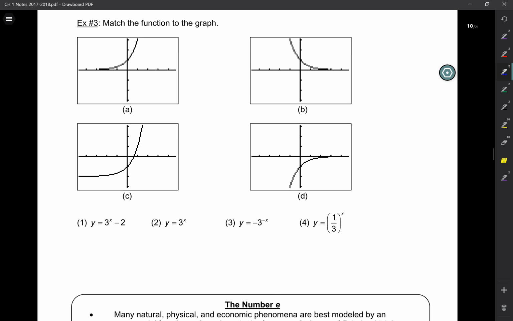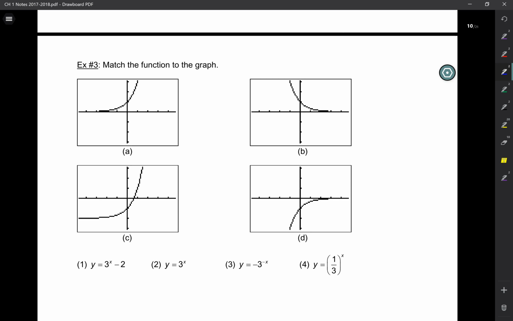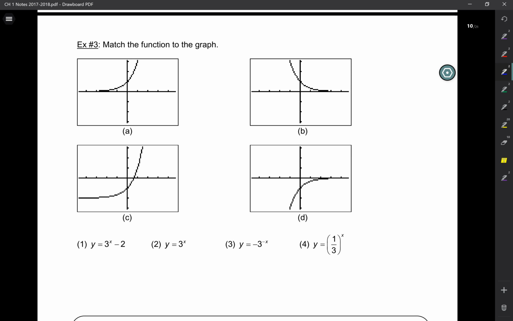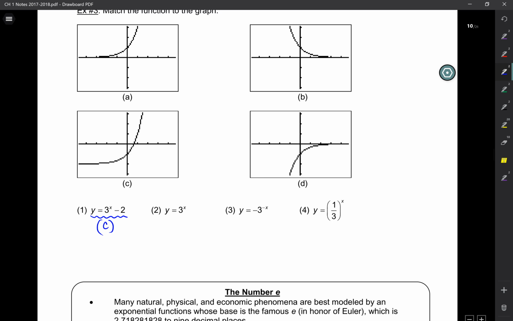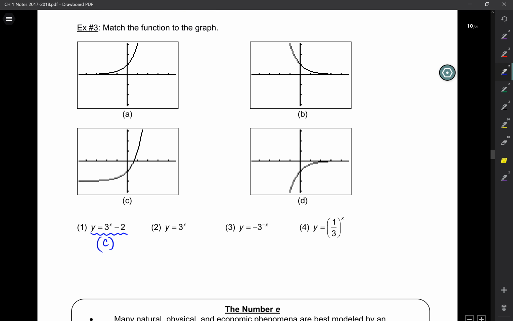Okay, so now let's see if we can match some of these. So let's look at this first equation. 3 to the x minus 2. Now what does that minus 2 do? Moves it down 2. So which one do you think? C. We're matching, yeah. So now you have 3 to the x. Now would you say that's growth or decay? Growth. So we already used C. Which one of these looks like it's growth? A.